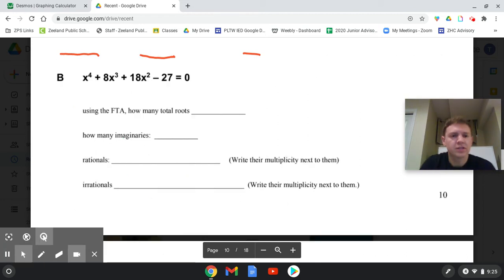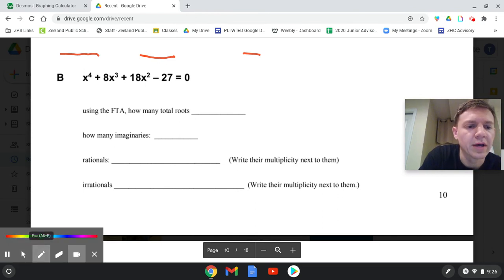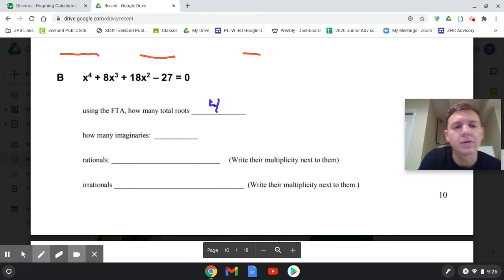All right, here's the next one. x to the 4th plus 8x cubed plus 18x squared minus 27 equals 0. Using the fundamental theorem of algebra, how many total roots? Right away, highest degree is 4. Yeah, you know that. We have 4 roots. All right. How many of those are imaginary? How many rationals? How many are irrationals? And what are those? Okay. This is where it gets a little tricky.